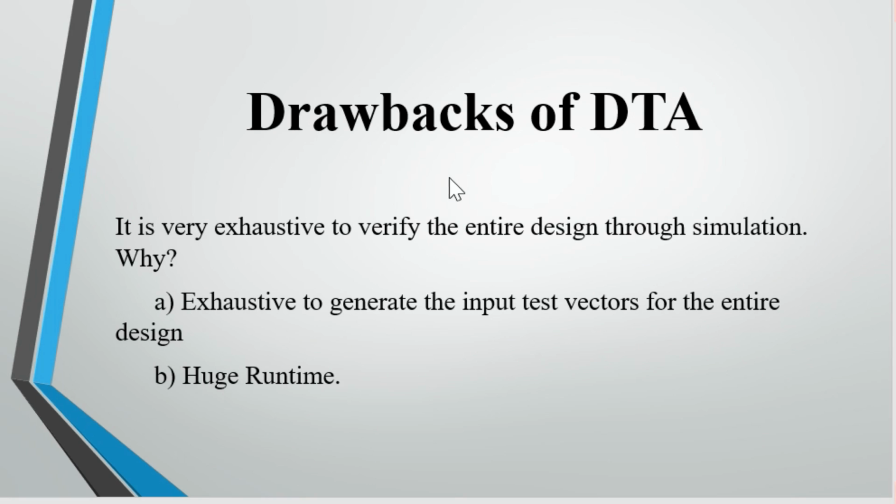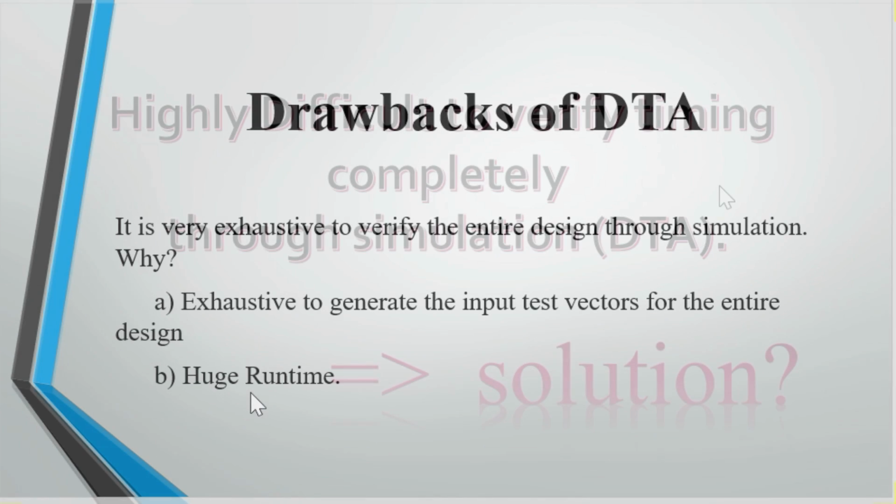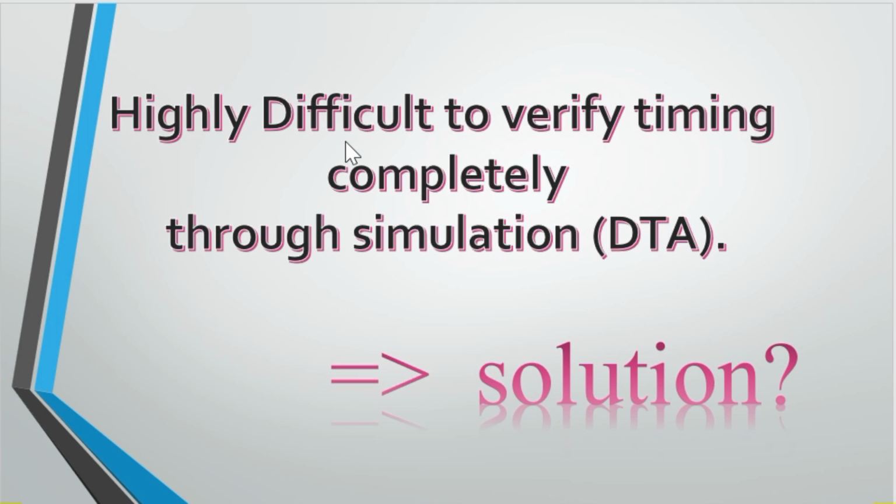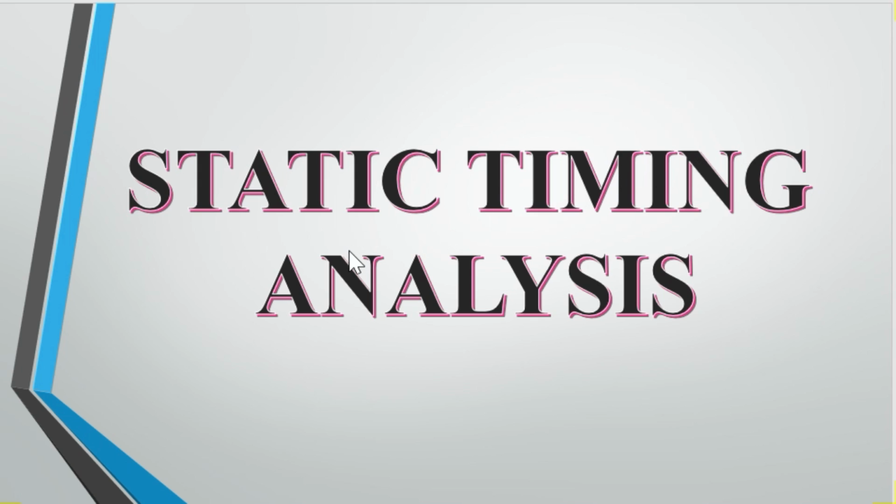So the dynamic timing analysis takes a lot of time to verify the entire design, because it can only verify that part of design for which we have input test vectors. And it takes a lot of time, and it is a very exhaustive process to generate the input test vectors for the entire design. And also dynamic timing analysis has a huge runtime. So to simulate and verify all the timing conditions of a design with around 10 to 100 million gates is very slow, and the timing cannot be verified completely using dynamic timing analysis. So what is the solution? Static timing analysis.